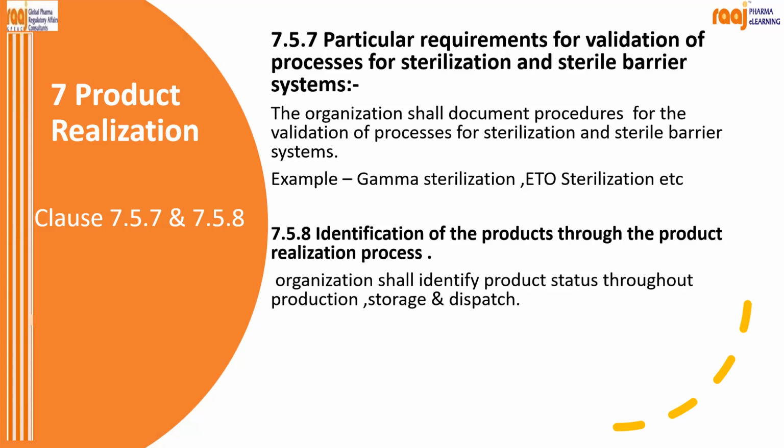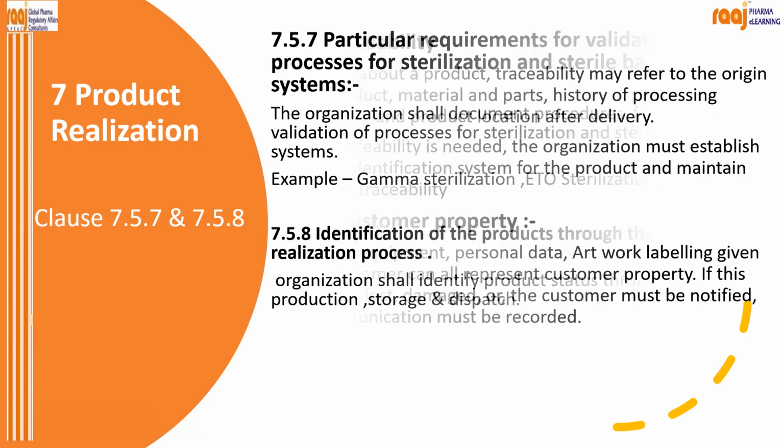Then identification of the products through the product realization process. Last time we saw that the organization will identify product status through production, storage, and dispatch. This one we already discussed.